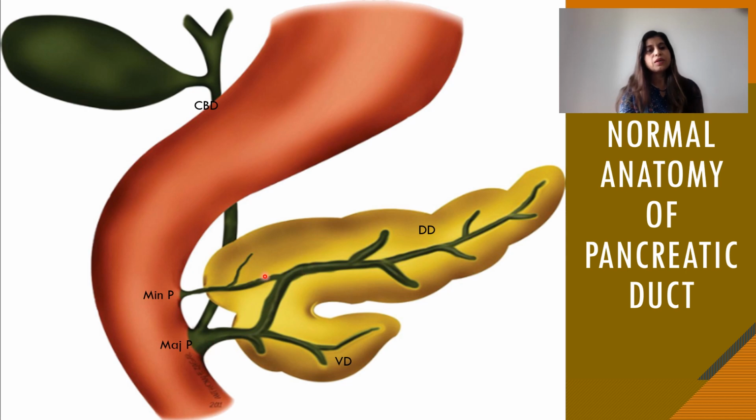The rudimentary segment of the dorsal duct opens via the minor papilla into the second part of the duodenum. The minor papilla has a narrower orifice than the major papilla and it is situated cranial to the major papilla in the second part of the duodenum.